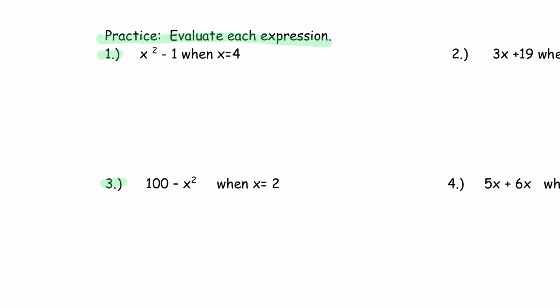Evaluate each expression. Number 1 is x to the second minus 1 when x is going to be equal to 4. One of the things you will notice is that you will be given the value of the variable. So if it's x squared minus 1, the value of x is now 4. So we're going to make this 4 squared minus 1. That is a numerical expression. You know how to do that. 4 squared is 16 minus 1. Your final answer is 15, and you're good to go.